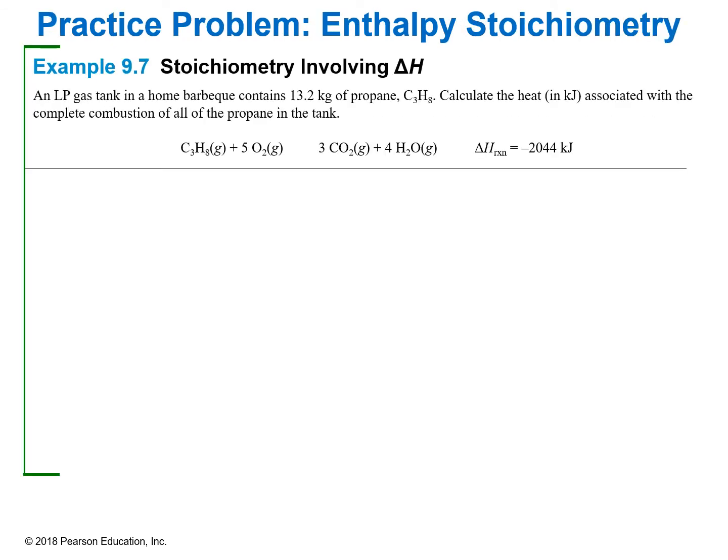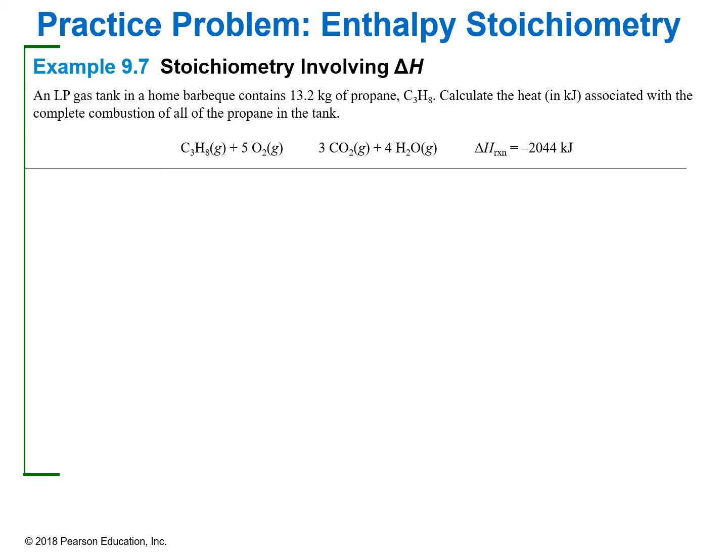All right, so let's look at this example 9.7. We have a propane gas tank on a home barbecue that contains 13.2 kilograms of propane. Oh, what do we know about kilograms? Well, that is a mass measurement in grams, a form of grams called kilograms. And they want us to calculate the heat, which is going to be Q, in kilojoules associated with the combustion of all of the propane in that tank.